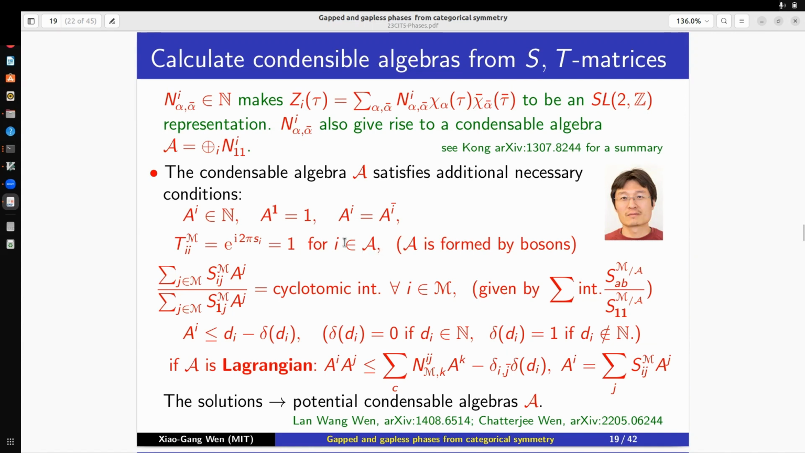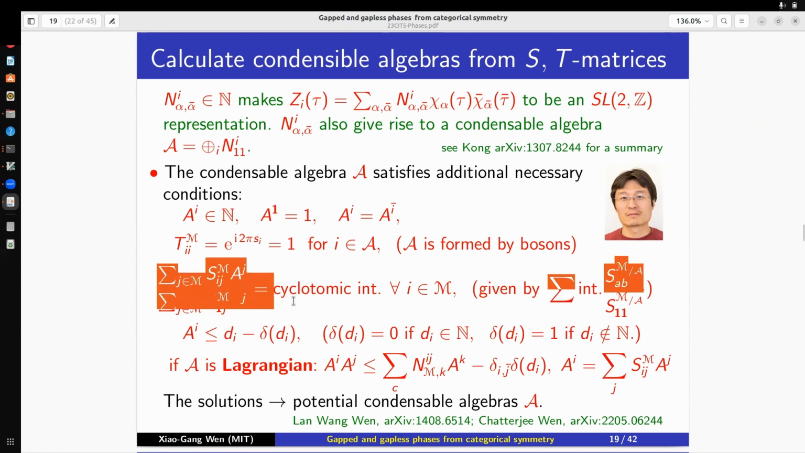This I said in the lesson. So if A_I is non-zero, I belongs to A, meaning the anyon is there, then the corresponding T matrix has to be 1, meaning it has to be a boson. So therefore, this condensed algebra is formed by bosons. So that's the condition.